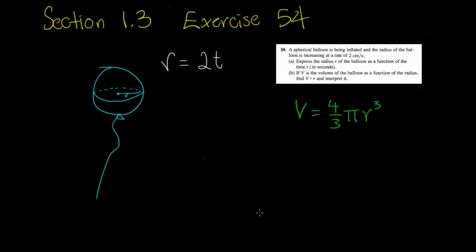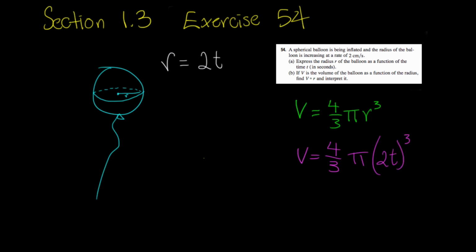And part B says if V is the volume of the balloon as a function of the radius, find V of r and interpret it. So here we have V of r, but you could also write this in terms of what r is. So 4/3 pi times (2t) cubed.